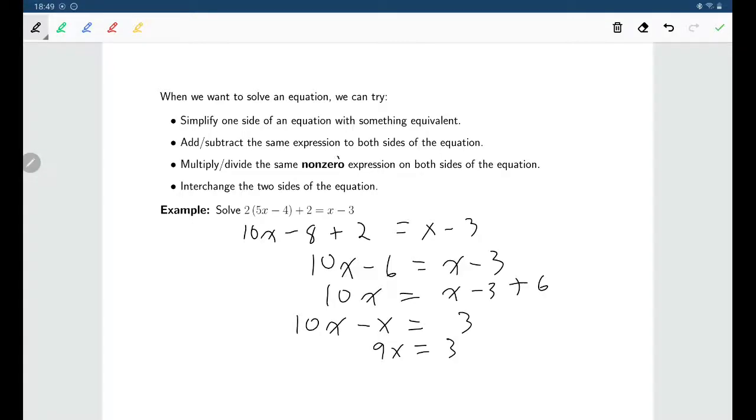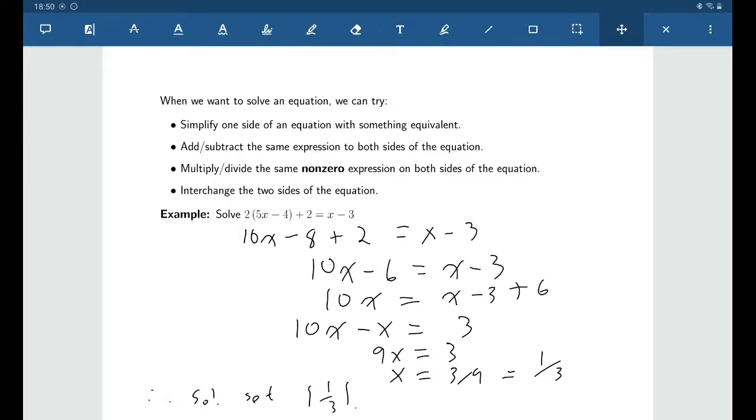Now, since I'm dividing by something that's not 0, then I'm fine, that's good to do, and I can solve and find that x is 3/9, which in simplest terms would be 1/3. So my solution set would contain just a single value, 1/3.